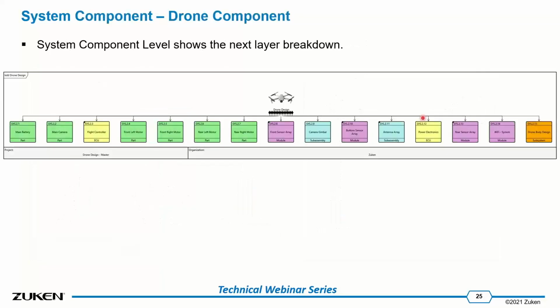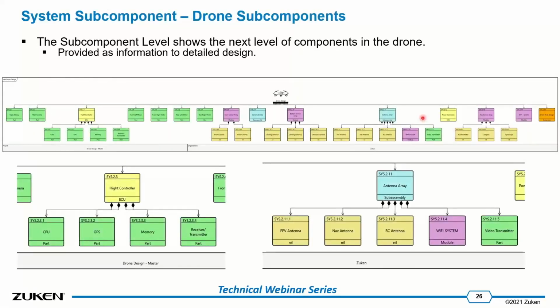You can take this to the next layer, and you can take the drone and break it out into its components. This is really going to be the focus as we move forward, on the drone. As you can see, battery, camera, flight controller, motors, sensors, antennas, etc. I can even go another layer if I want. So the flight controller, I could go into CPU, GPS, memory. At this layer, it's not necessarily something the systems engineers would do, but could do.